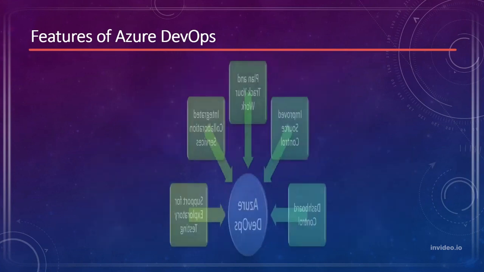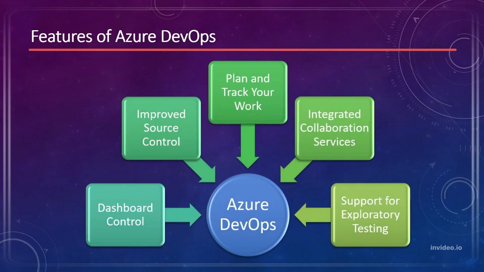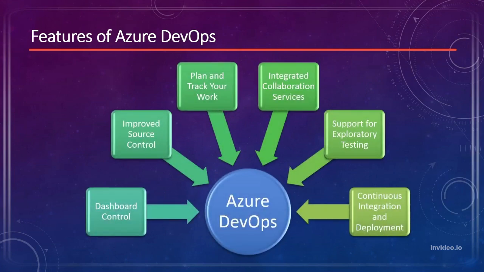Then we have support for exploratory testing. Manual, exploratory, and continuous testing are made easier with Azure DevOps, which includes workflow customization, end-to-end traceability, criteria-based selection, and real-time visualization that shows the test activities. And at last comes integrated continuous integration and deployment. Azure DevOps consists of a set of tools and services that help developers implement continuous integration and continuous deployment processes for the development projects.